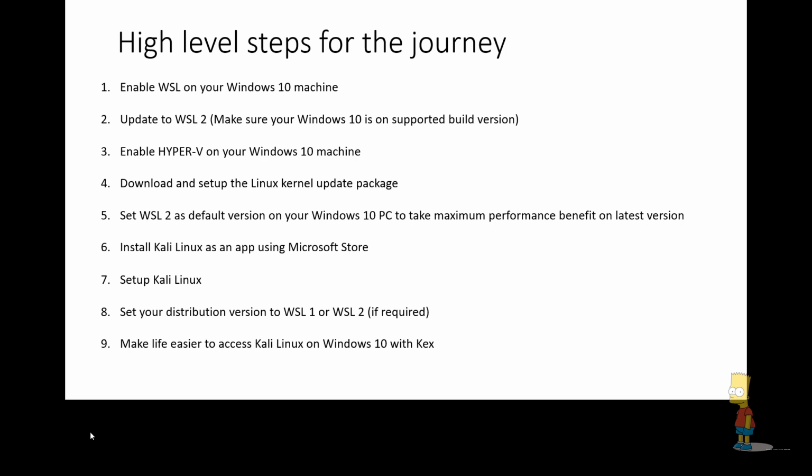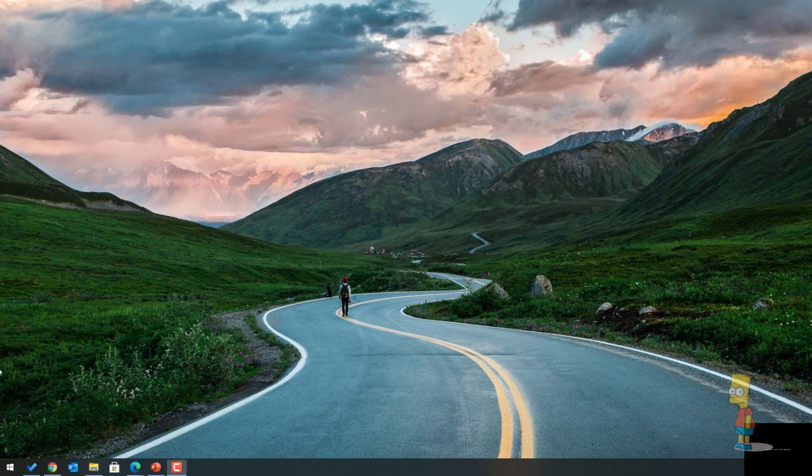And then finally, there's an optional feature. Now, of course, when you run Kali Linux, you have to make an RDP connection within Windows 10. Sometimes it's okay, but can we make it much easier? That's where the final option comes into the picture, step 9, making life easier for Kali Linux by enabling Windows 10 with Kex. So without further ado, now let's go ahead and try to do this on the production setup. Okay, so I'm on my Windows 10 laptop now.